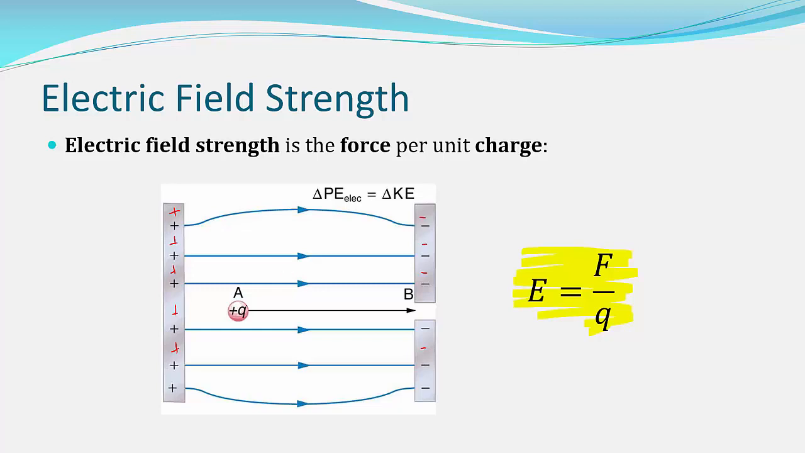So you can see in this diagram, this charge here, this positive Q, is going to experience a force towards the right, and that follows the convention that you've seen for electric field diagrams because the arrows are going to the right.